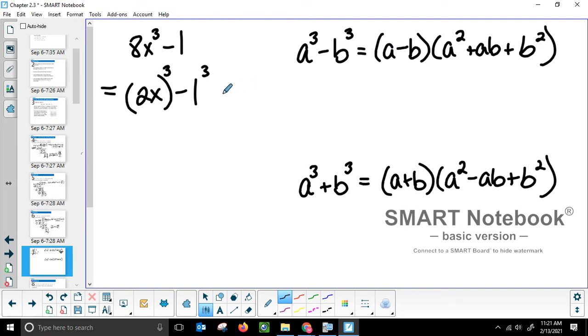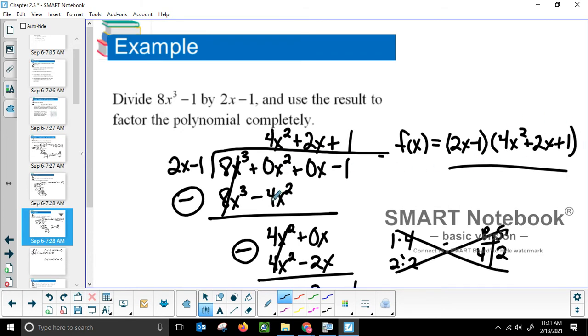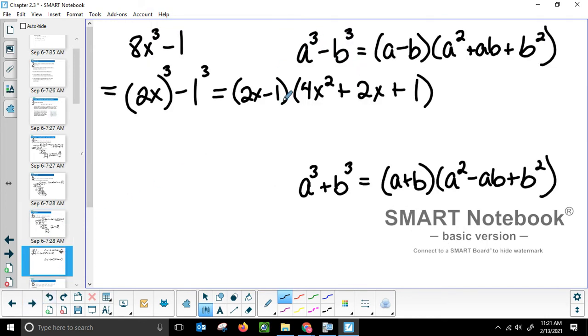So we could actually factor this using this formula. Everywhere you see an a, you put a 2x. Everywhere you see a b, you put a 1. So you would get 2x minus 1 times 2x quantity squared, 2x times 2x would be 4x squared, plus 2x times 1 is 2x, plus 1 squared is 1. Well, that's exactly what we got doing long division. Had you noticed that this was a difference of perfect cubes and you remembered how to factor them, then you wouldn't have needed to go through long division.